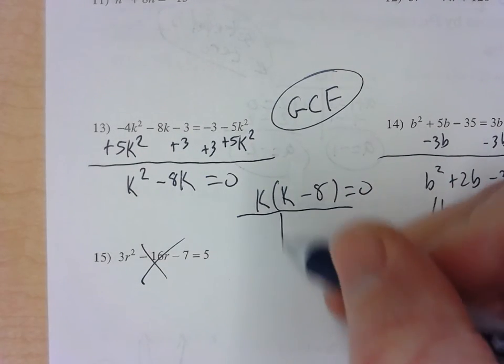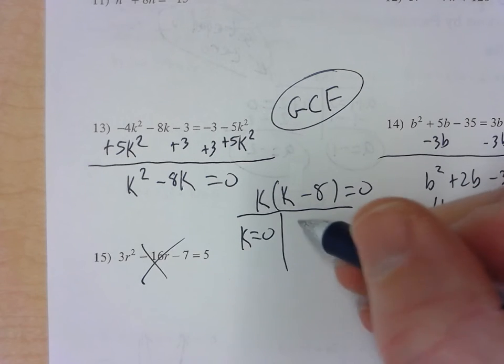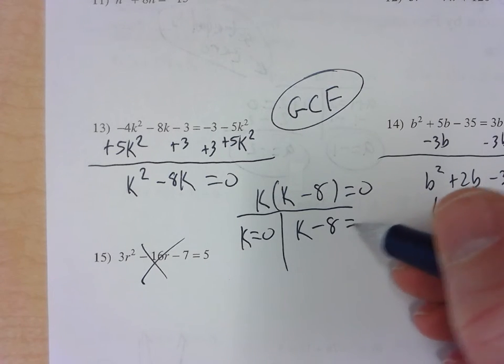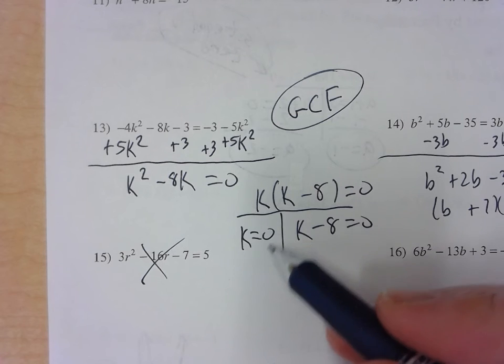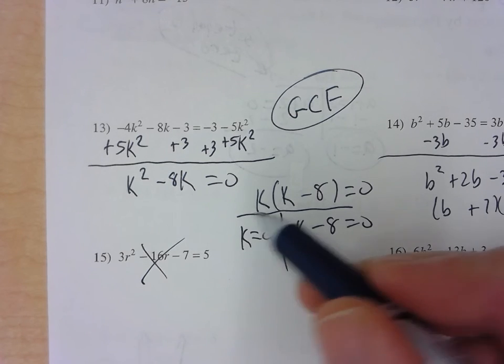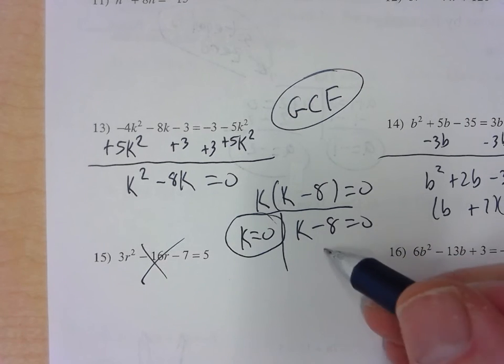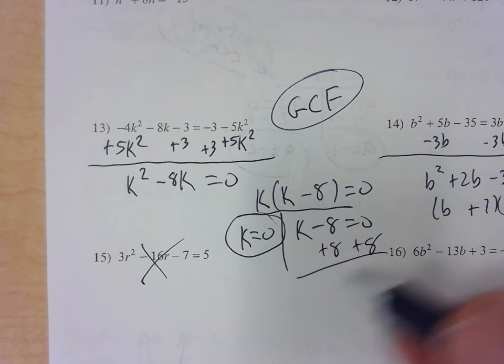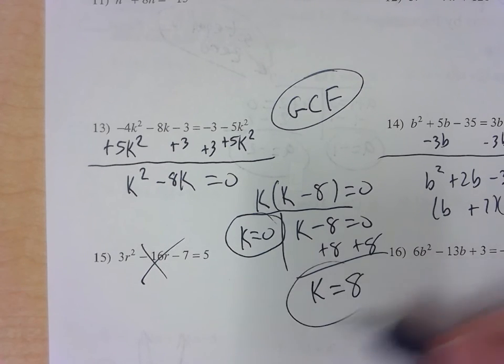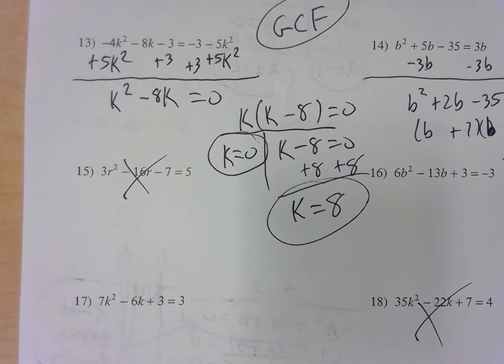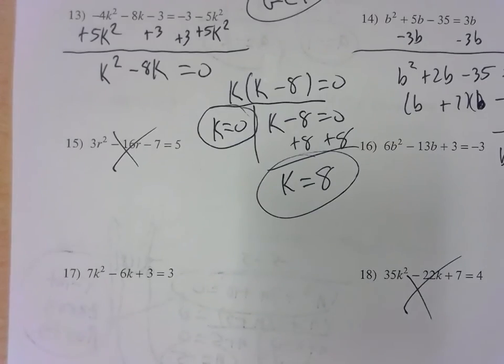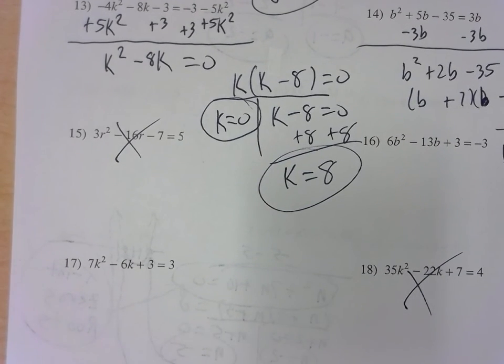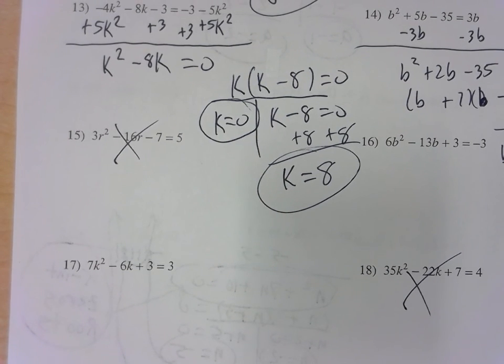Then I'm going to do the zero product property. Set each factor equal to 0. Now k equals 0. There's nothing to solve there, but that is one of the solutions. And then I add the 8 over, and then I get k is equal to 8. So the question you should be asking is, what do I do if the quadratic doesn't factor? Is there a way to solve it? Yes. It's called the quadratic formula, and that's the next lesson.